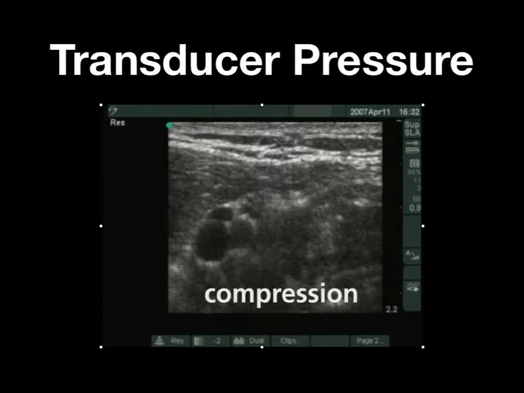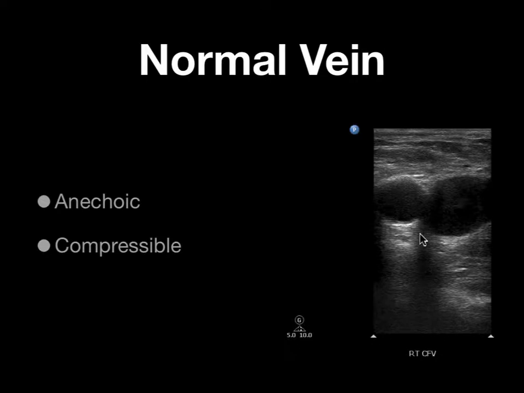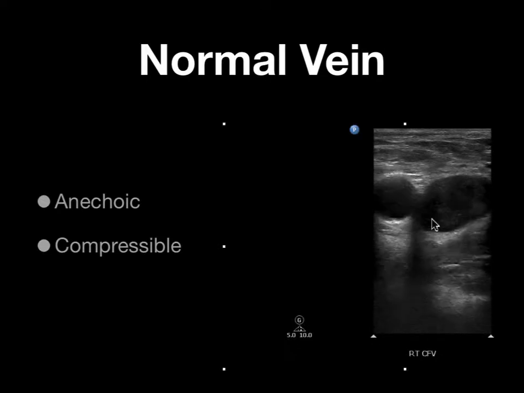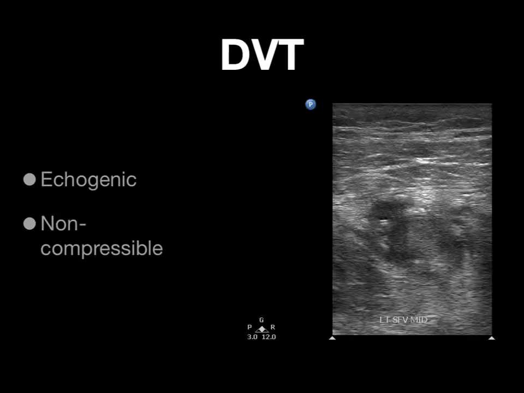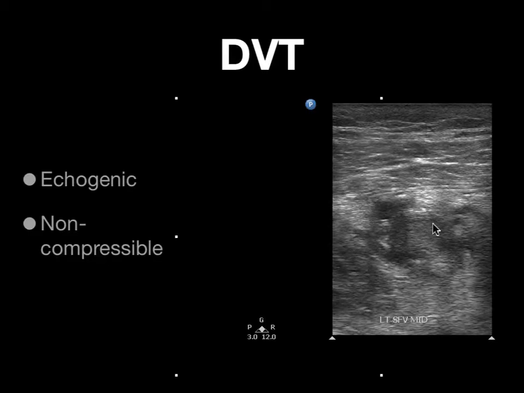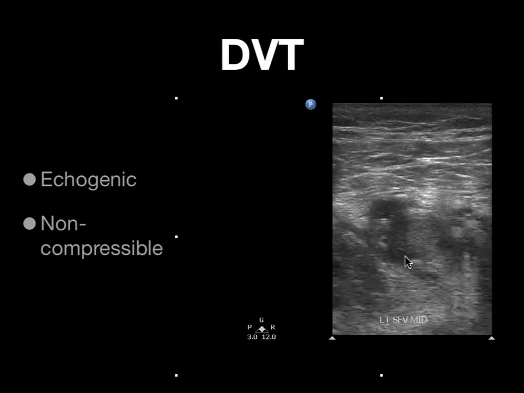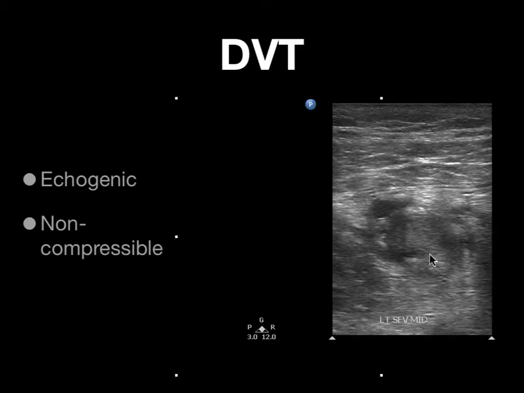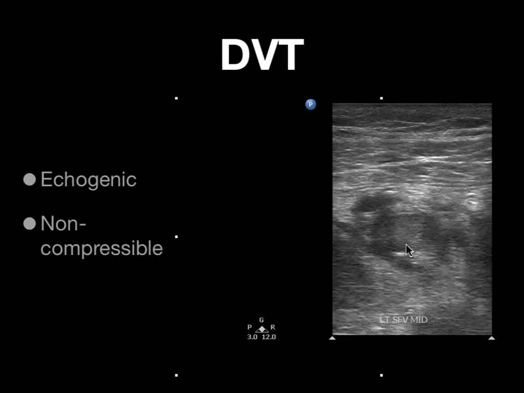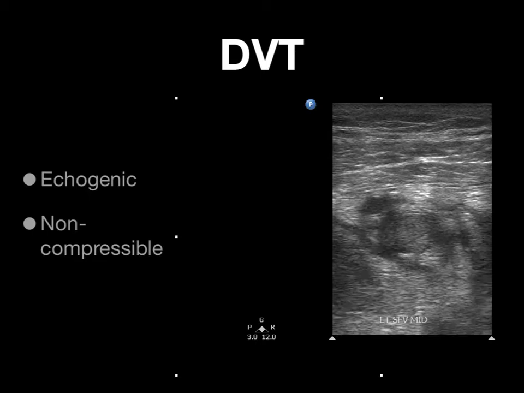What is a normal vein going to look like? A normal vein should be anechoic, and it should be easily compressible. What is a DVT going to look like? Well, the vessel is going to be echogenic, and it's going to be non-compressible. Here you can see a vein filled with thrombus, and it's non-compressible. This would not be a good target vessel.